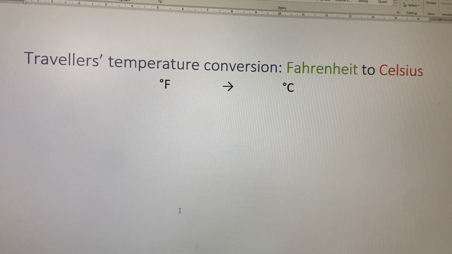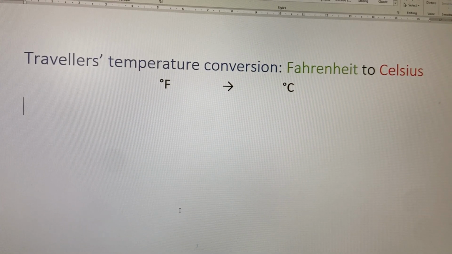Hi, fellow travelers. If you're traveling anywhere outside the United States, you will come across elements of the metric system that includes Celsius, degrees, or centigrade for temperature. In this video, I'll show you two ways to deal with the situation: a quick conversion that gives you an approximate, reasonably approximate Celsius degree result within seconds with a little bit of mental math.